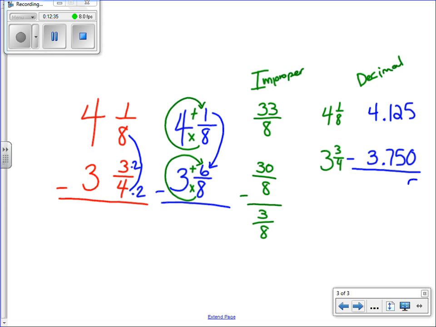5 minus 0 is 5. 2 minus 5 can't do, so I'm going to borrow. 12 minus 5 is 7. 0 minus 7 I can't do. Borrow. 10 minus 7 is 3. Bring down my decimal. 3 minus 3, 0. So my answer is 0.375, which matches 3/8.